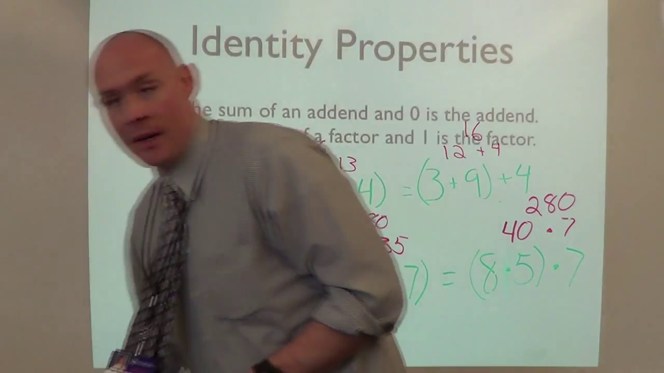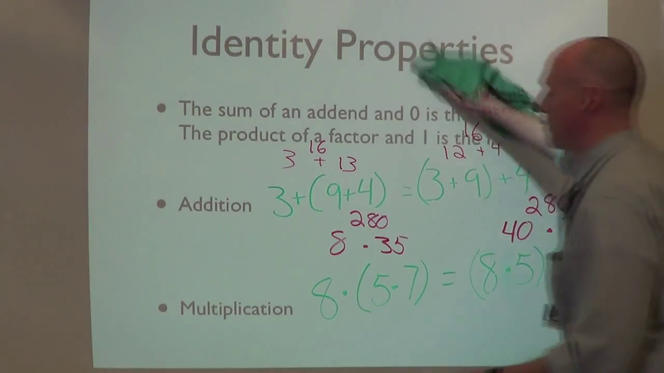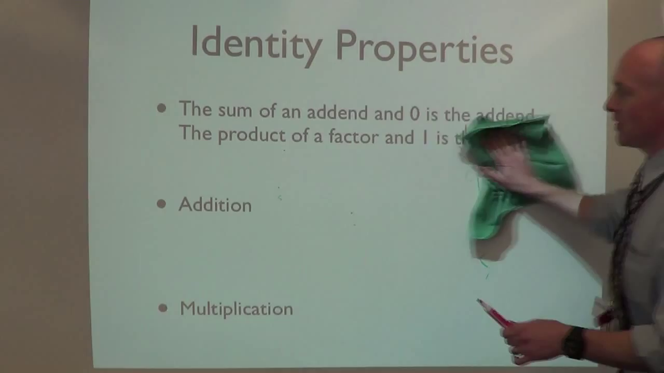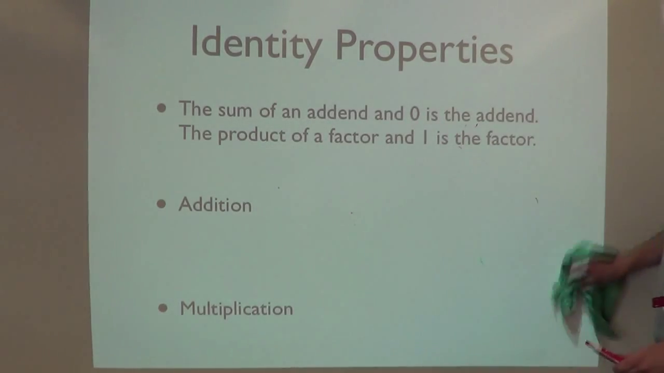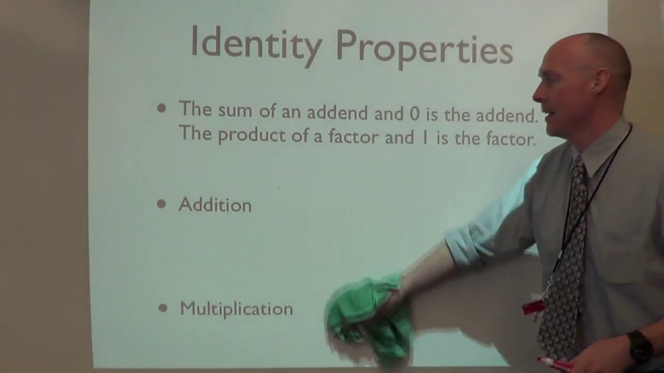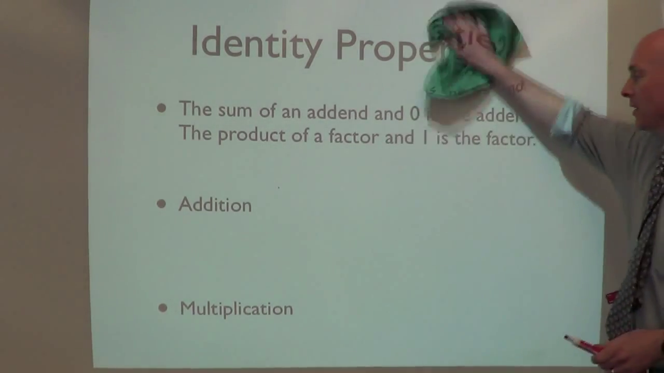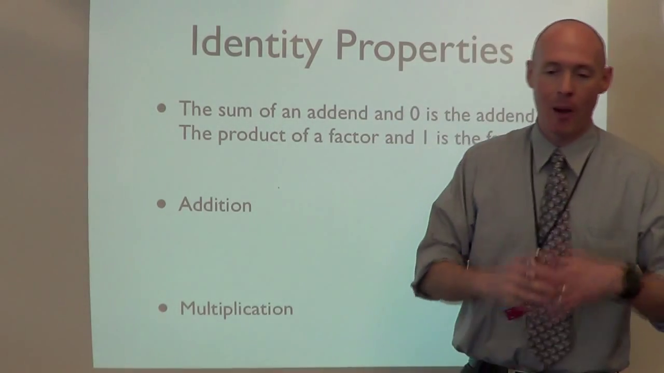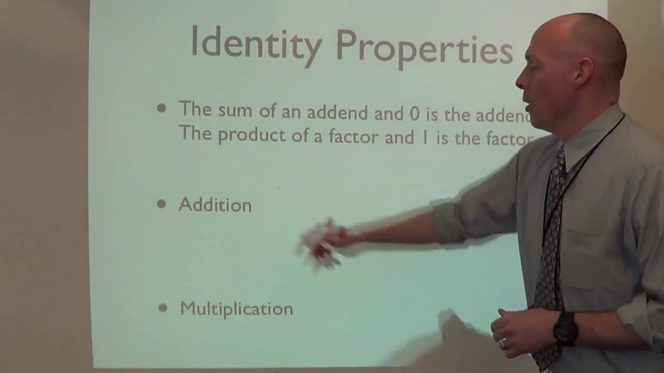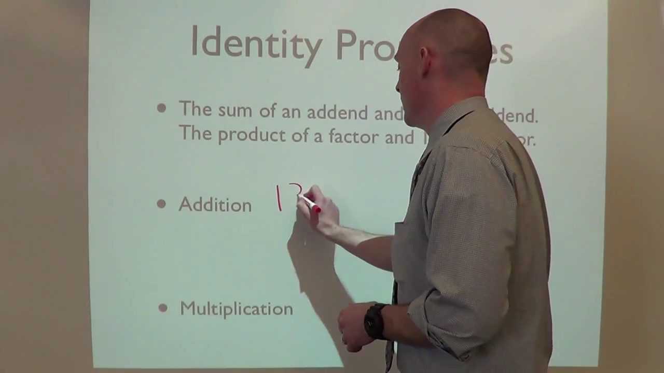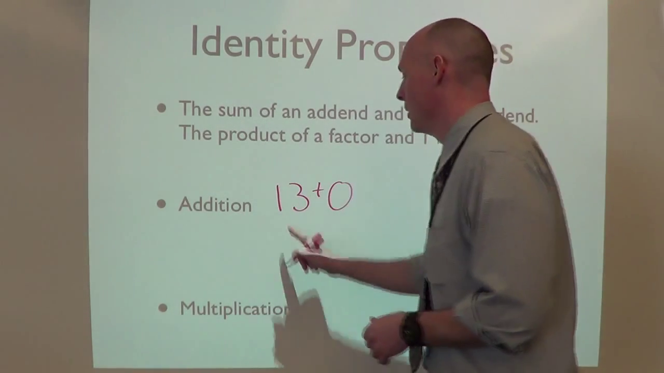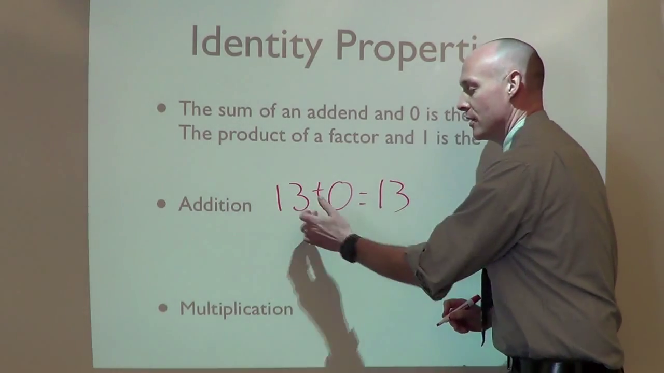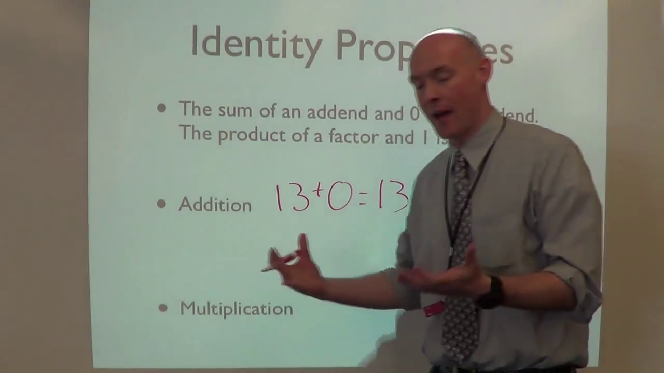One more, personal favorite of mine, is the identity property. And the identity property states that the sum of an addend and 0 is the addend. The product of a factor and 1 is the factor. Again, this is on your notes, but let's talk about what in the world does that mean. Well, with addition, if I have 13 plus 0, it's going to equal 13. No matter what number it is, if you add it to 0, you're going to get that number.